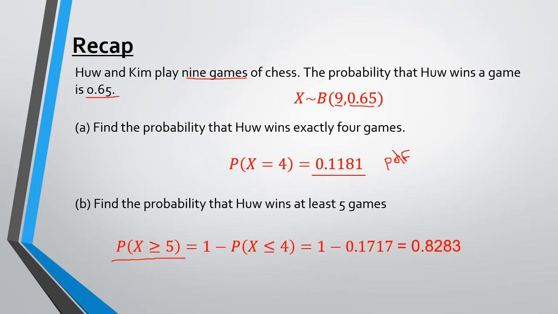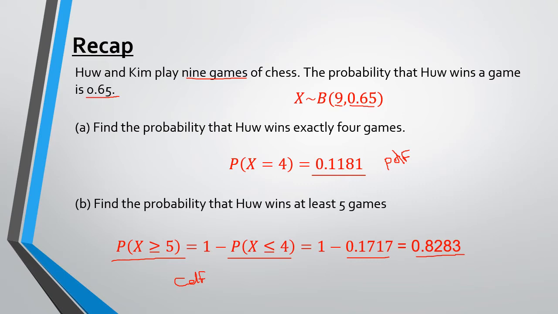In order to use the CDF on my calculator, remember it only works out less than or equal to. So to work out greater than or equal to 5, I think of the opposite, which is less than or equal to 4, but I need to do 1 minus because I'm considering the opposite. That's what we've been working on over the last few lessons. Into your calculator, you can use stats tables. The number should come out as 0.1717. 1 minus that, and we get 0.8283 as an answer.